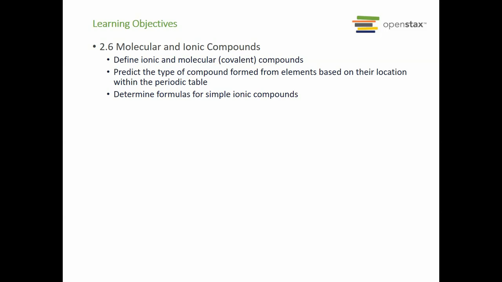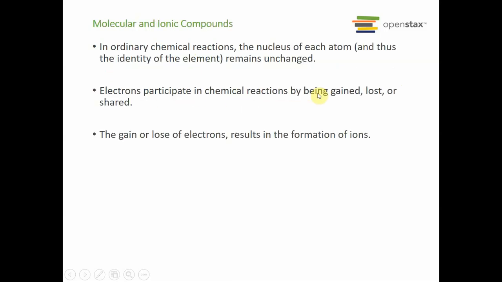We need to know what these ions are. We need to know all kinds of things. But there are some tables in these two that are highly important. Okay, so we're going to define ionic and molecular compounds. Molecular also means covalent. Predict the type of compound formed from elements based on their location within the periodic table, and determine formulas for simple ionic compounds.